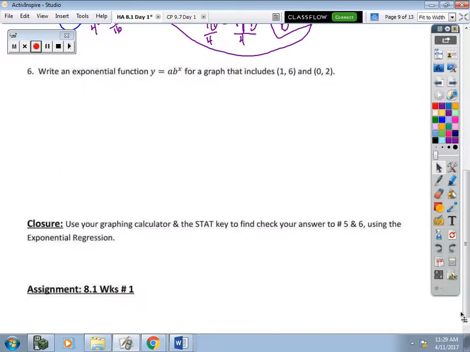Homework is 8.1 worksheet 1. It is at the end of the packet. It's like the second to last page. I will finish doing these examples during my study hall, and then I'll post the video in case anyone needs to see all of them.